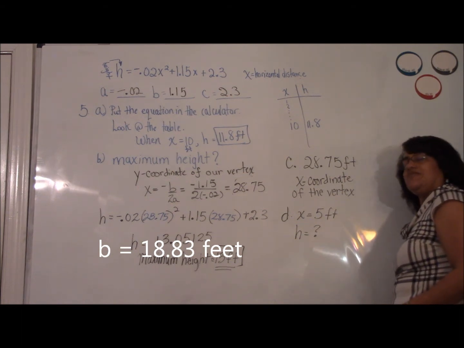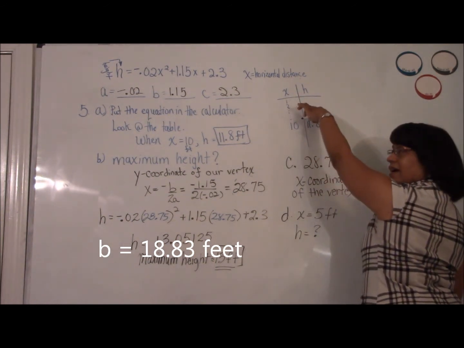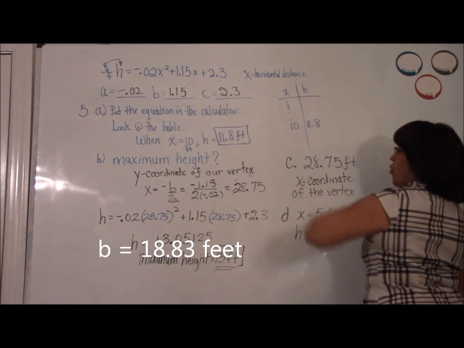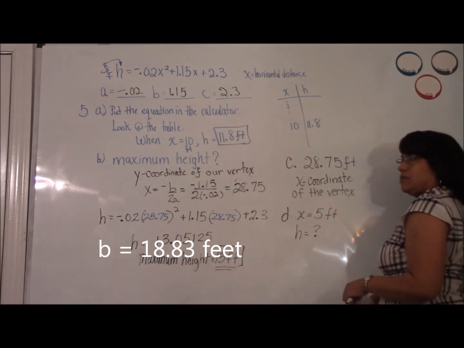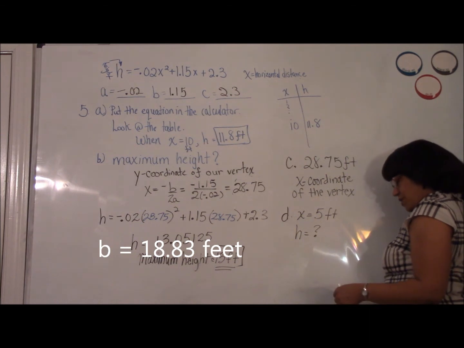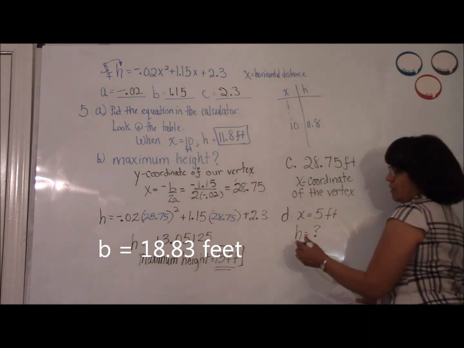You can do it two ways, right? You can look at your table, and when x is 5, what is the height, or what is y? Or you can plug 5 into your original equation, and that will also give you an opportunity to find y. So what you find out is, for letter D, you're going to get 7.55 feet.